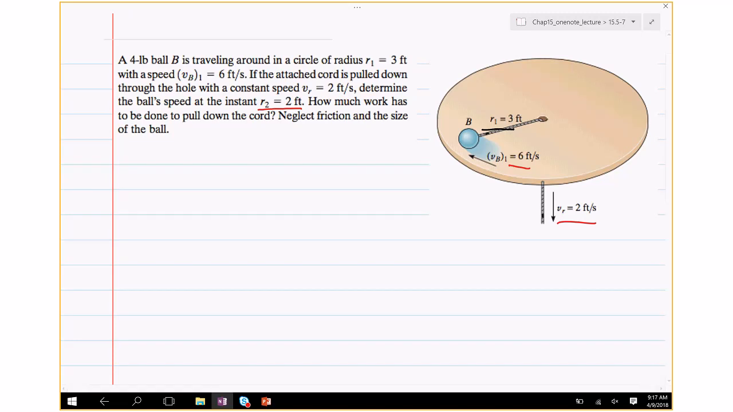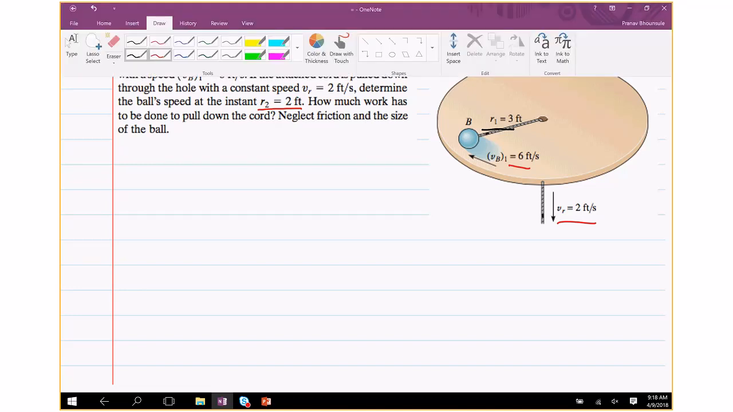So because the ball is spinning at a speed of 6 feet per second and it's pulled down, clearly this radius is going to decrease. We're going to find the velocity of the ball when the radius is 2 feet, and of course, the work done to move the ball from 3 feet to 2 feet.